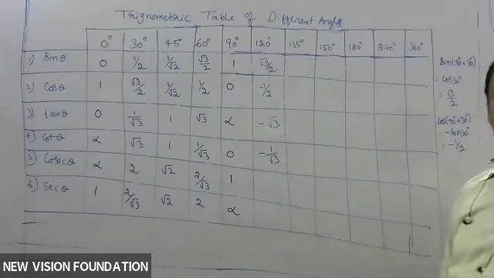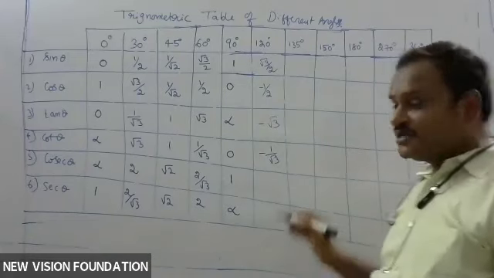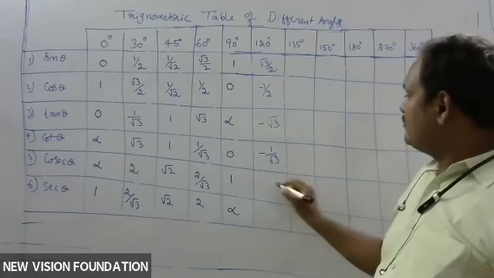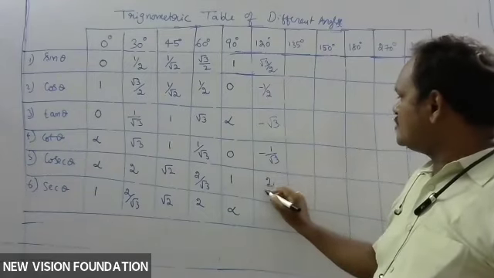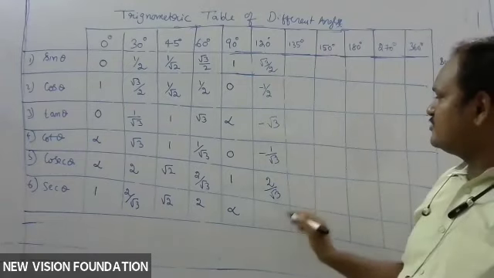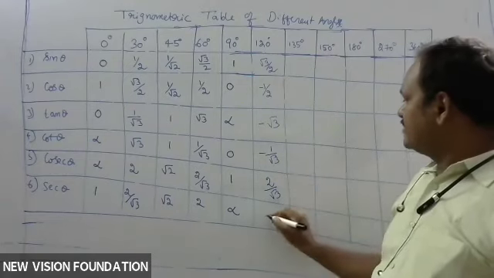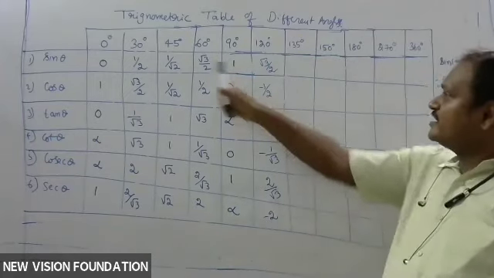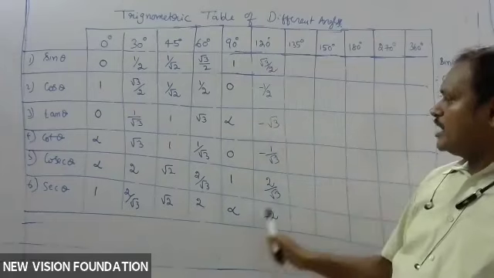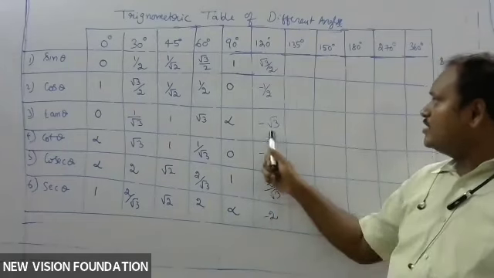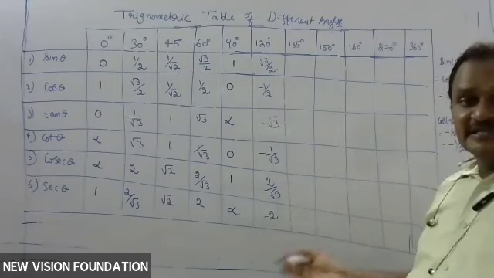And cosecant 120 degrees, my dear students, here that becomes 1 by sine 120. 1 by sine 120 becomes 2 by root 3, you are going to get like this. And secant 120 degrees is nothing but minus 2. Therefore, 120 degrees is in the second quadrant. That's why sine is positive and cosecant is positive. Remaining all angles, we got them as negative.